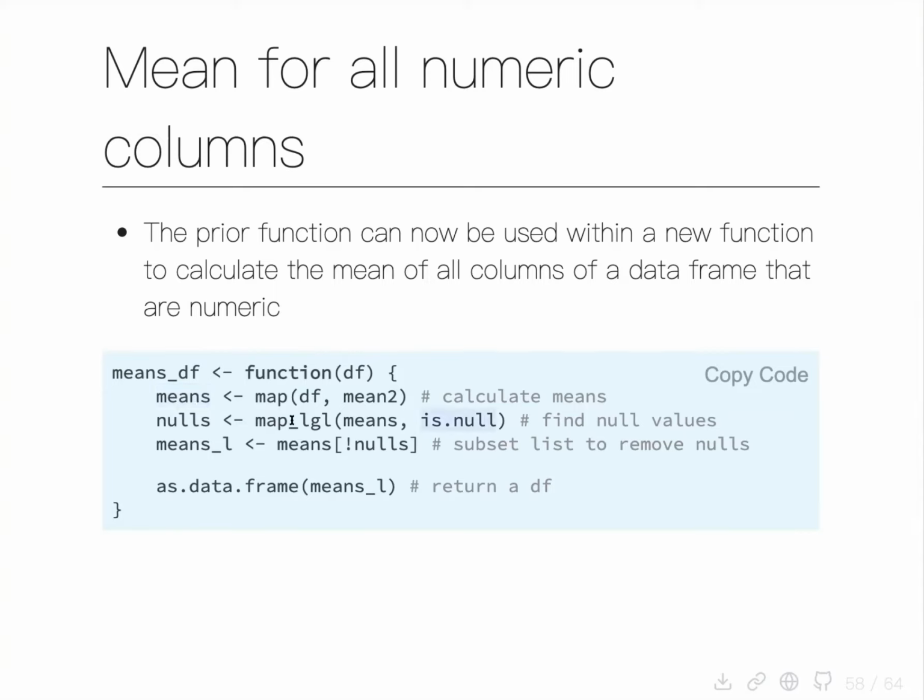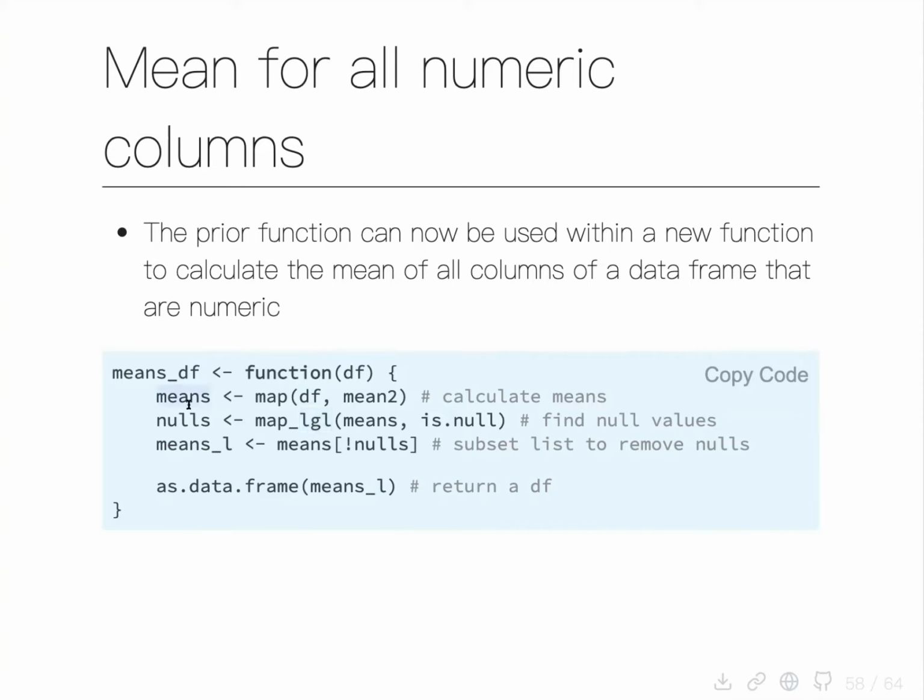Because I'm using map_lgl, that's going to give me a logical atomic vector in return. It'll be just TRUE, TRUE, FALSE, TRUE, whatever. It'll be true if it is null, and false if it's not null. Then I'm just going to subset that list.